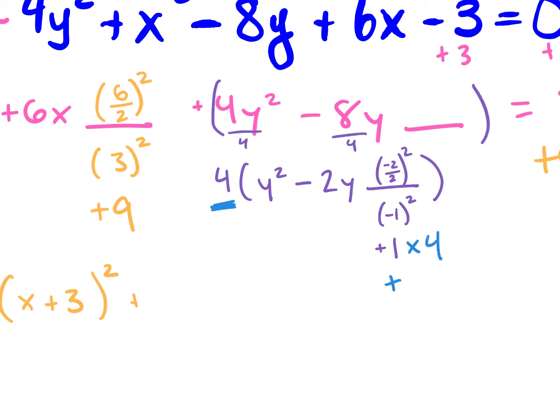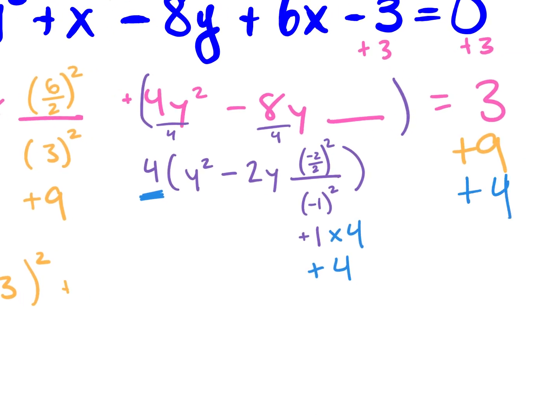So technically I'm adding what here? I'm adding 4. So I have to make sure I add 4 on the right side too. So in my parentheses squared, what am I going to put? Y minus 1. Because it's what's squared here and what's squared there. And then that 4 goes on the outside. So don't forget, if you divide out a number, you have to leave it on the outside.